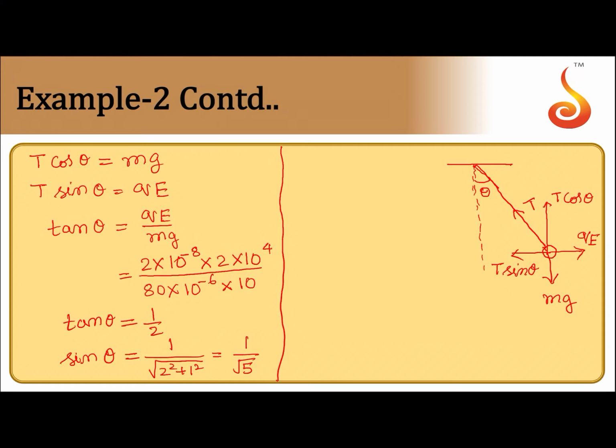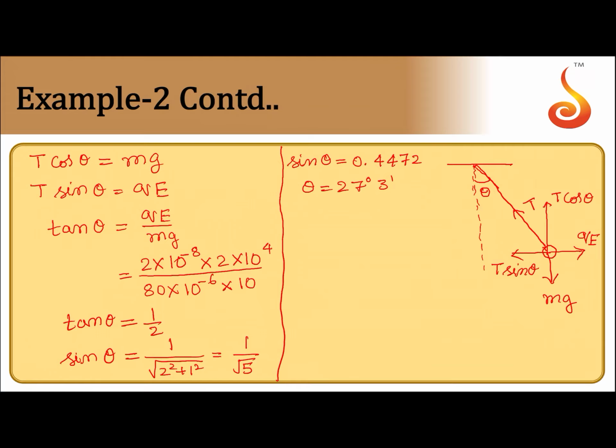So, sin theta is equal to 0.4472, you will get theta equal to 27 degree 3 minutes. Okay, you can find it from tan theta also.